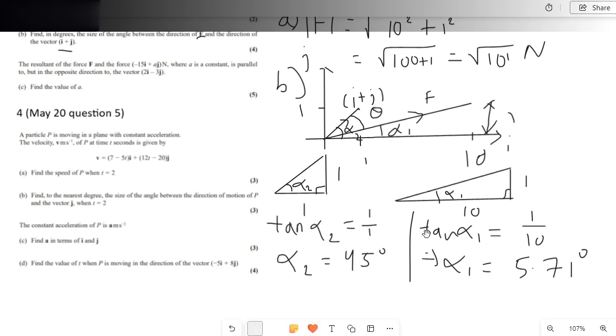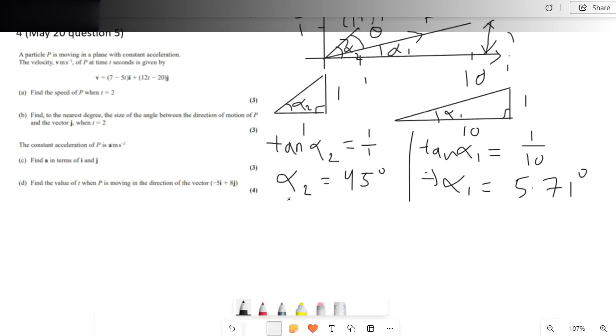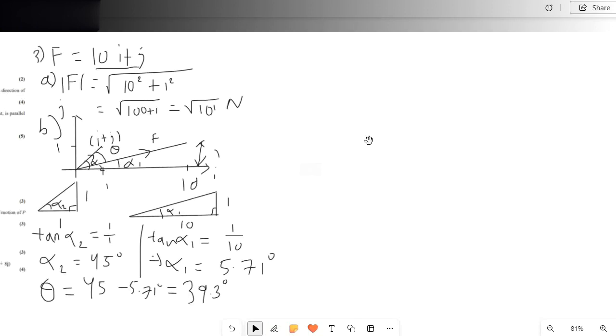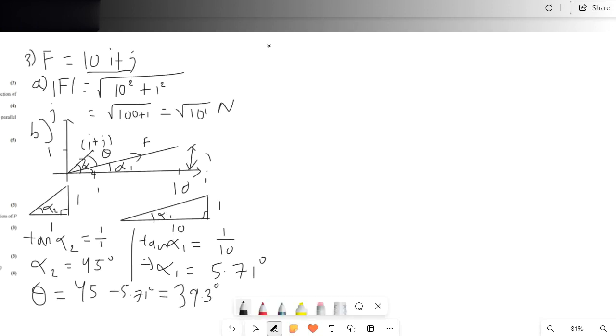And so our required angle theta, which is the difference between the two angles, is 45 minus 5.71 degrees, which is also equal to 39.3. And another alternative way of doing number B is by using the cosine rule.